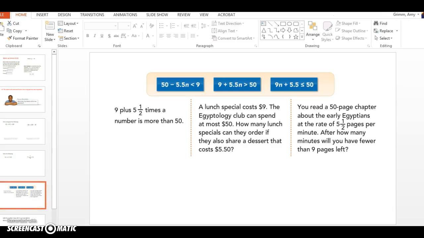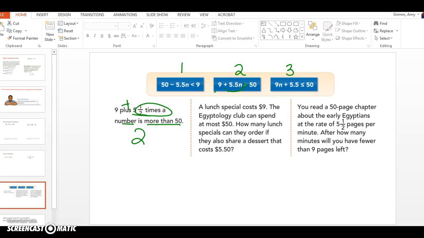All right, so let's look at these word problems, and I want you to take a look at them for a minute and see if you can match each one, and then we'll talk about which one. Okay, so I've numbered them 1, 2, and 3. This first one, 9 plus 5.5 times a number is more than 50. Is that 1, 2, or 3? You think it's 2? Okay, so let's check it. So this is 9 plus 5.5 times a number, and it has to be more than 50. This is more than 50, so I agree.